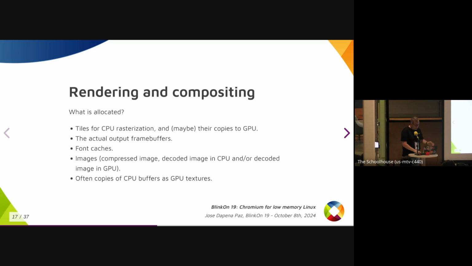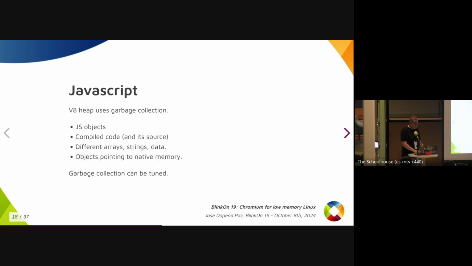Yeah, the other CPU buffers that map GPU textures. So there can be some duplication. There are some ways to reduce that duplication, basically by avoiding extra copies.